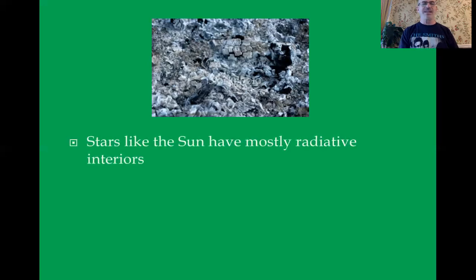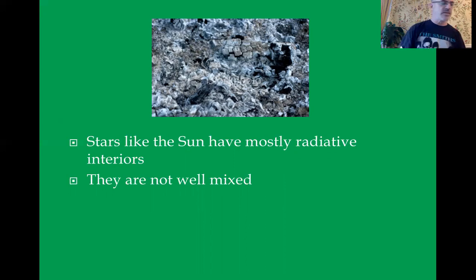So stars like the sun have what we call mostly radiative interiors. We talked about what that means. They are not very well mixed, because only the center of the sun, within a certain diameter from the center, is under enough pressure and a high enough temperature to ignite nuclear fusion, whereas the outer portions are not hot enough to have fusion going on. There's only fusion going on in the center.